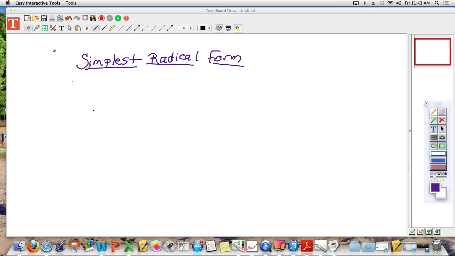was a skill that you had to have in order to be able to put things in what we call simplest radical form. So let's start by saying, what is the square root of 100? It's 10, correct. What about the square root of, say, 36? What is that? Positive and negative.